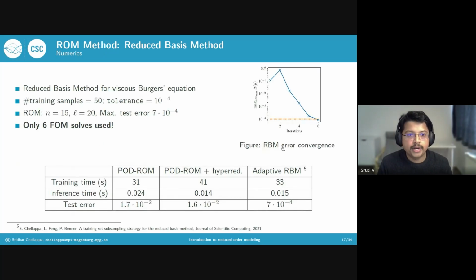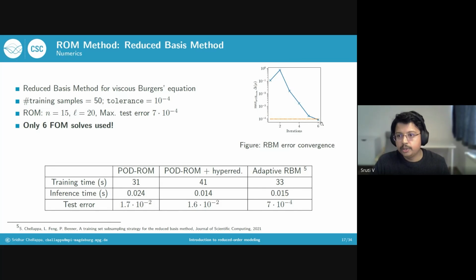Just a numerical illustration of the reduced basis method on the same Burgers equation. So once again, the setup is all the same as before. On the top right, I show the plot of the error, the estimated error delta mu, over the number of iterations of the greedy algorithm. So you start at some large error, let's say close to 10 to the power minus 1. And as the number of iterations proceeds, it converges to the desired tolerance of 10 to the power minus 4.